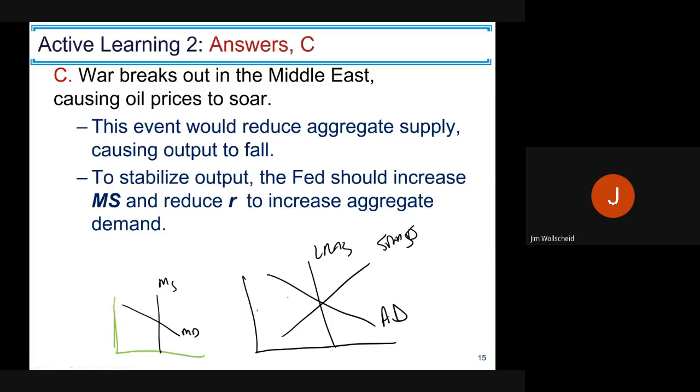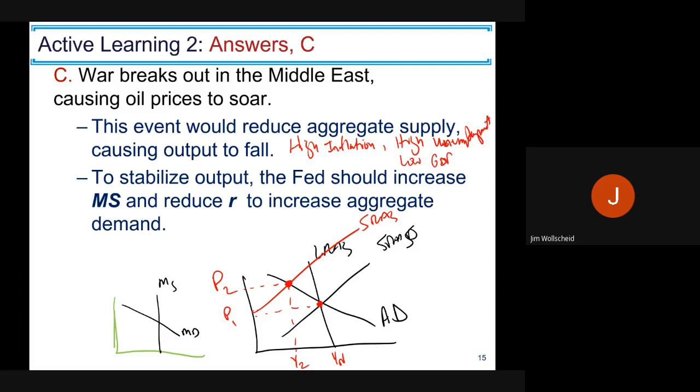So what happens here, right? Short run aggregate supply moves left. We talked about this being stagflation. So what happens here is we have high inflation and high unemployment, and low growth or low GDP. So the Fed is left kind of between a rock and a hard place.